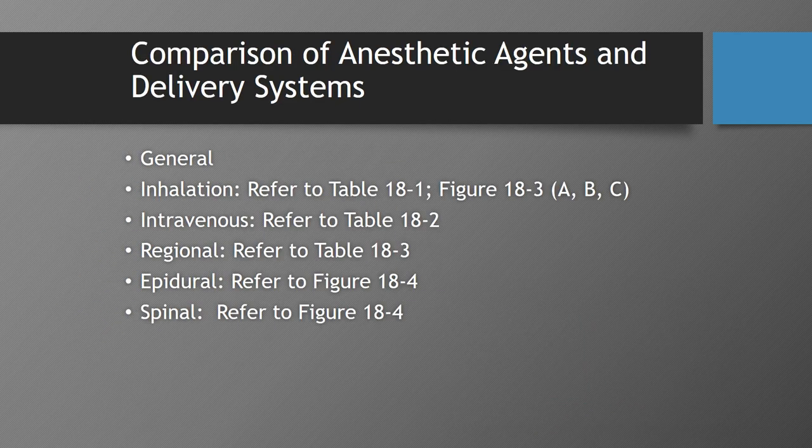Comparison of anesthetic agents and delivery systems. I think this is a PowerPoint from an older book, so I wouldn't necessarily go based on these tables and figures. I would stick to chapter 18 in your 14th edition and do those boxes. And like I said, just understand the difference between the inhalation, intravenous, epidural, spinal, and regional. So that's pretty easy.